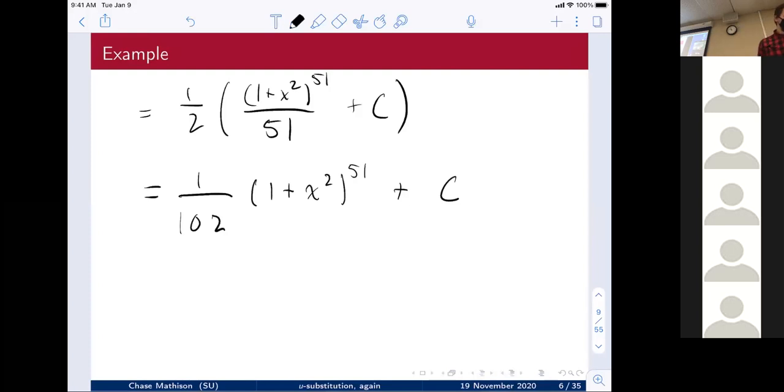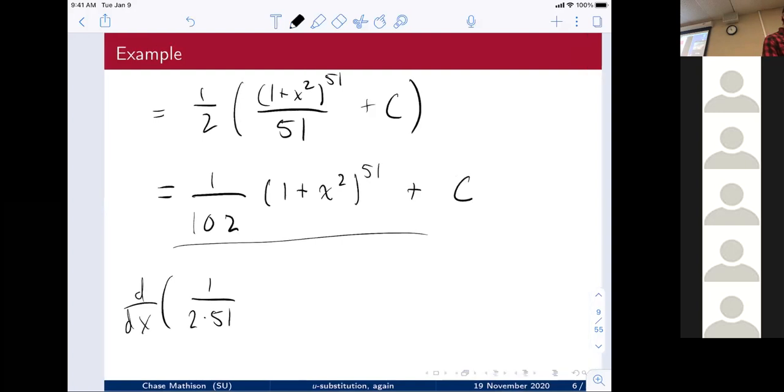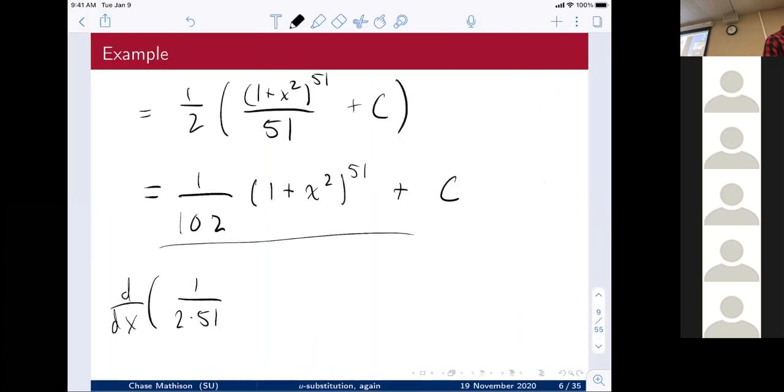Let's check that this is indeed correct. When we take the derivative of this, we're claiming that this is what we want. The derivative with respect to x of 1 over 2 times 51 times (1 plus x squared) to the 51 plus some constant. And really, again, you can think of that as a constant over 2.